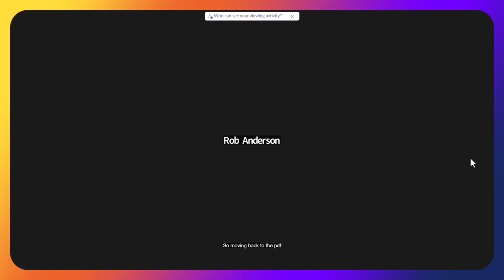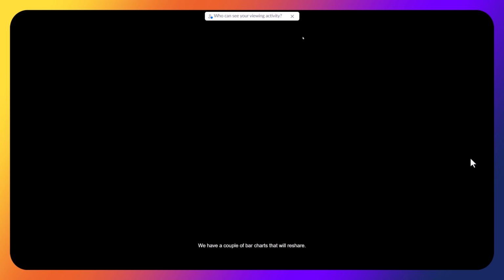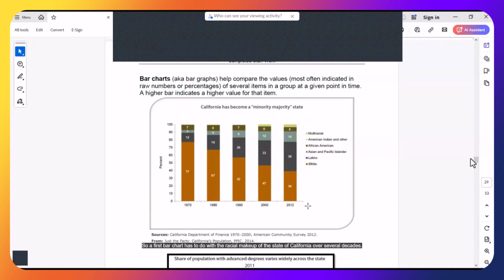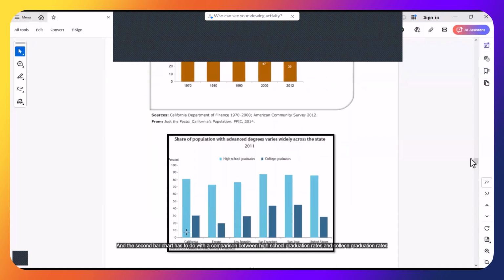So moving back to the PDF, we have a couple of bar charts I will reshare. So first bar chart has to do with the racial makeup of the state of California over several decades. And the second bar chart has to do with a comparison between high school graduation rates and college graduation rates in California as a whole, the United States as a whole, and in 4 select cities within California.